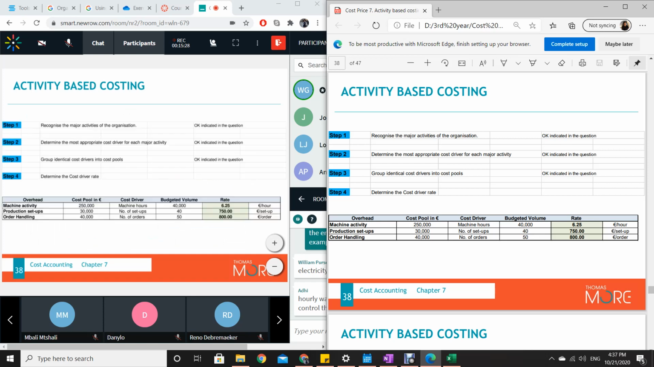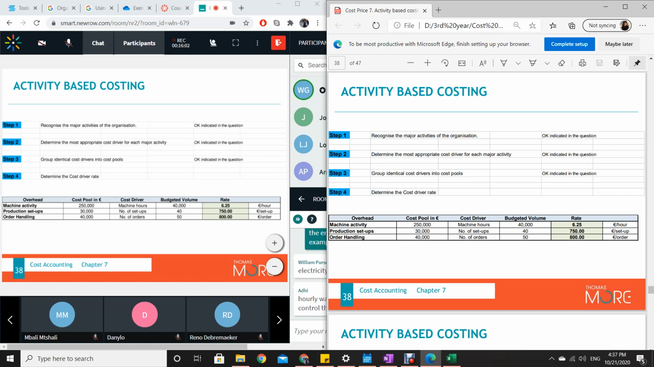Meaning that the overheads, 250,000 divided by 40,000 hours, it's 6.25 euro per hour. Meaning when you use 10 hours to make product P, imagine, then the overhead allocation for this one product is 6.25 times 10, 62.5 euros. Okay, it's different, but just to explain.